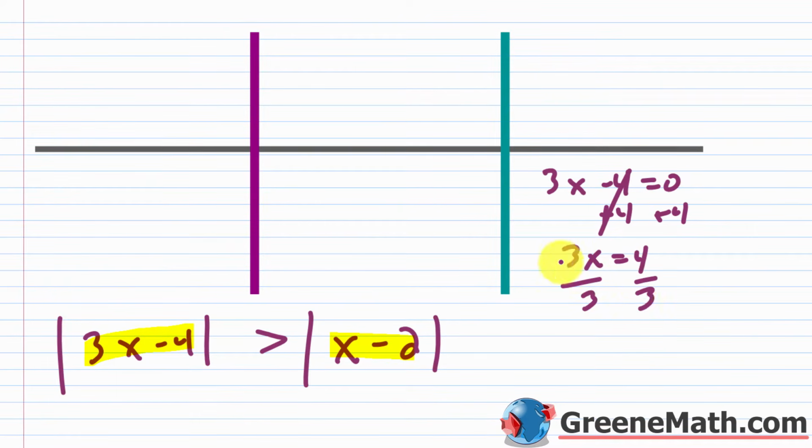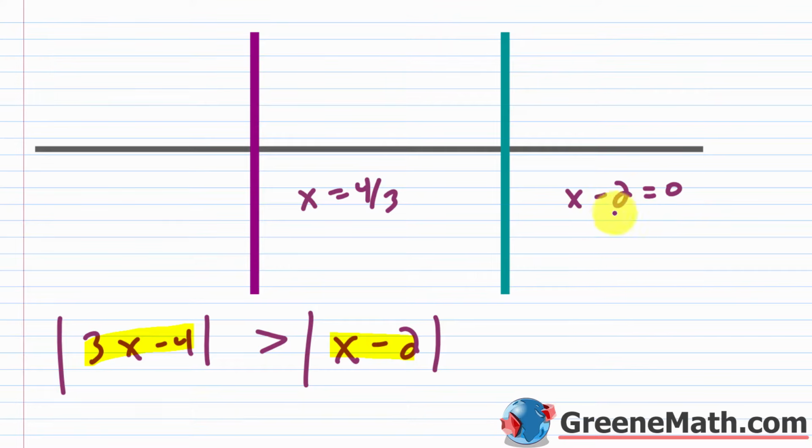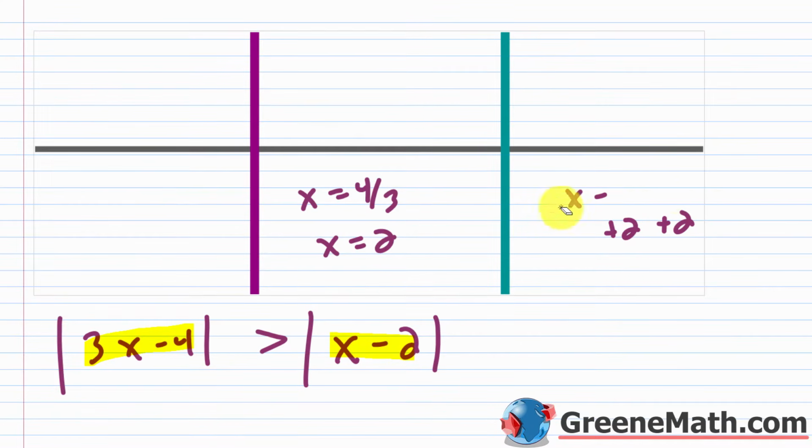Divide both sides by 3, we'll cancel that. So x is 4/3. So let me just put x equals 4/3, and this is just scratch work. I'm going to erase that in a moment. The other guy is this x minus 2. So x minus 2 equals 0, add 2 to both sides, and you get x is equal to 2. So you're using these two numbers here to split the number line up into 3 intervals.